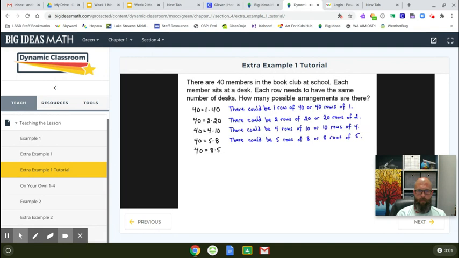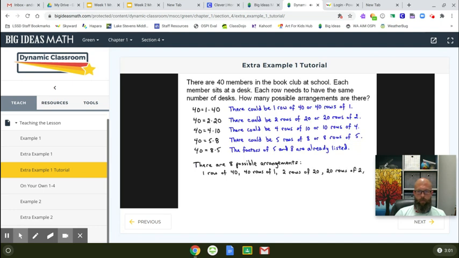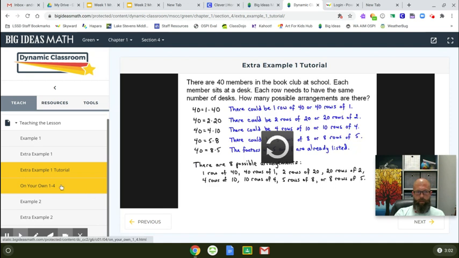1 row of 40, 40 rows of 1, 2 rows of 20, 20 rows of 2, 4 rows of 10, 10 rows of 4, 5 rows of 8, or 8 rows of 5. All right, and those are all the pairs.